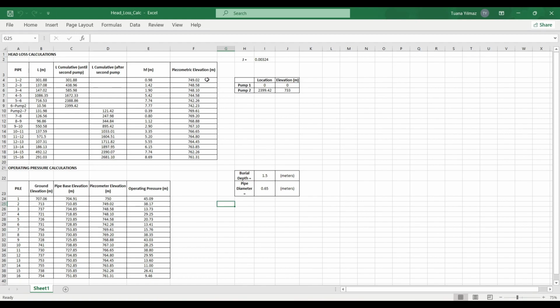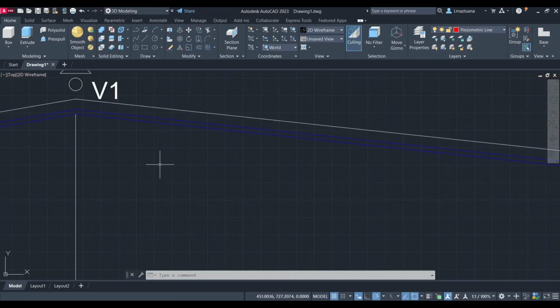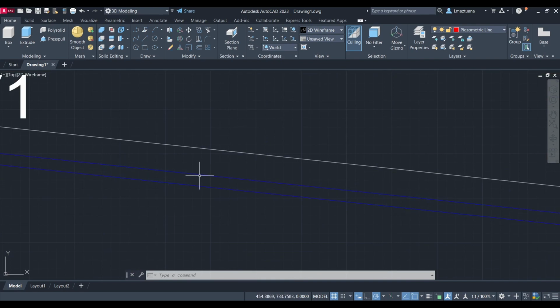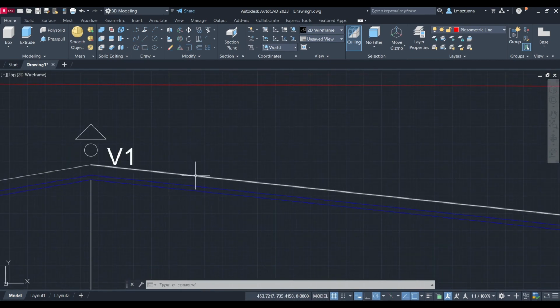We found the piezometric elevation data, and we know the ground elevation in here. And we know that for the burial depth of the pipe, we took 1.5 meters. I can show it in here, for example. We have 1.5 meters burial depth, so our top of the pipe starts in here, and we have 0.650 meters for the diameter, and our base level for the pipe starts in here. So this is the elevation and this is the pipe.